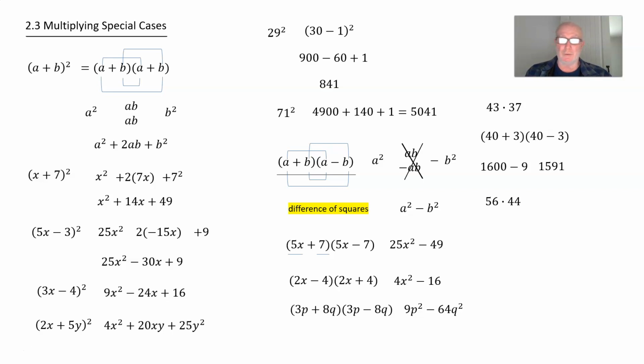56 and 44 would be 50 plus 6 and 50 minus 6. And 50 is easy to square, 2500. 6 is easy to square, 36. So we end up with 2500 minus 36 is 2464.